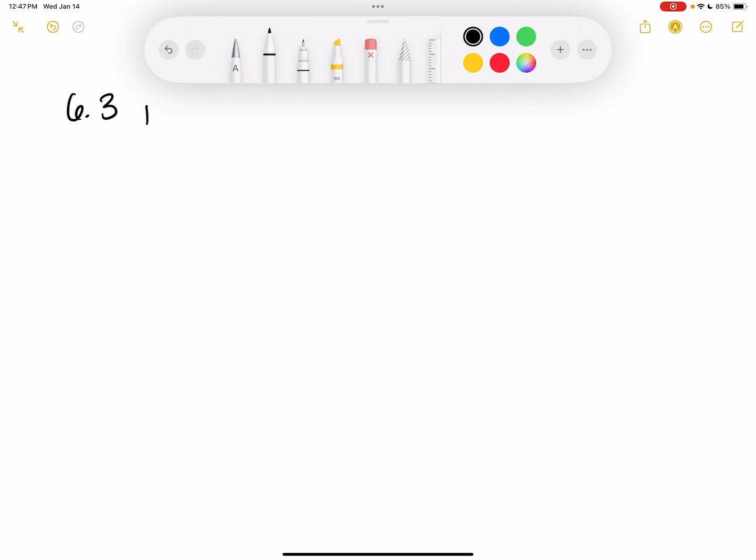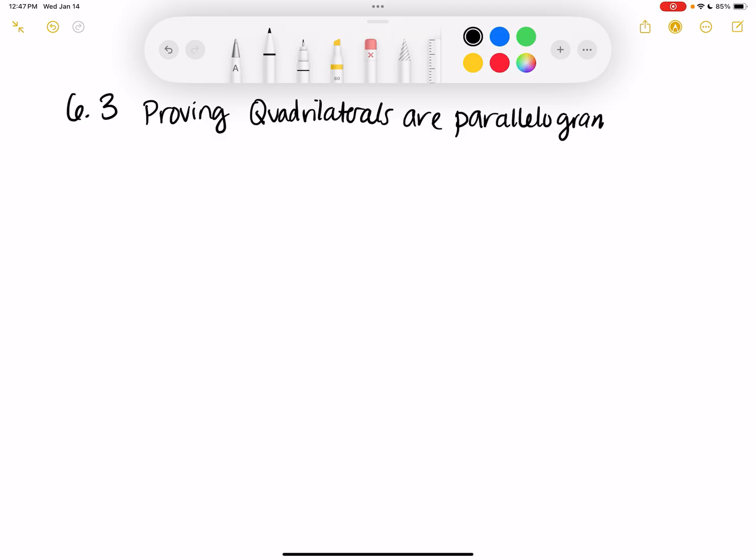6.3, proving quadrilaterals are parallelograms. All right, so we're going to be jumping right into some examples here.